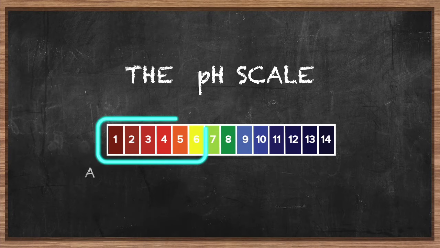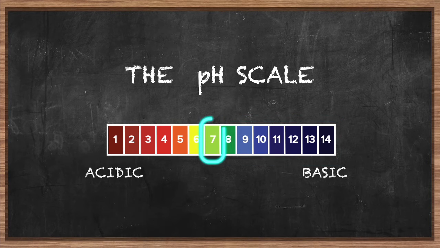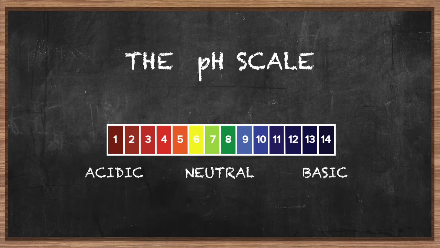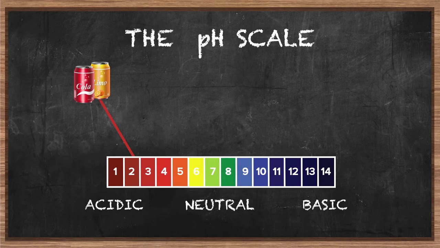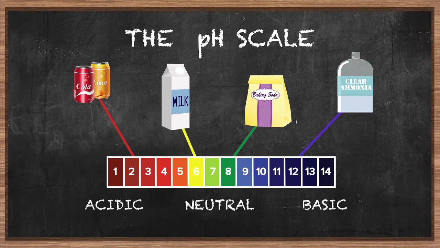The pH of acids is lower than 7. The pH of bases is higher than 7. Solutions with a pH of 7 are neutral. They are neither acidic nor basic. Fizzy drinks have a pH of about 2. Milk is about pH 6. Baking powder about pH 8. And detergents pH 12.